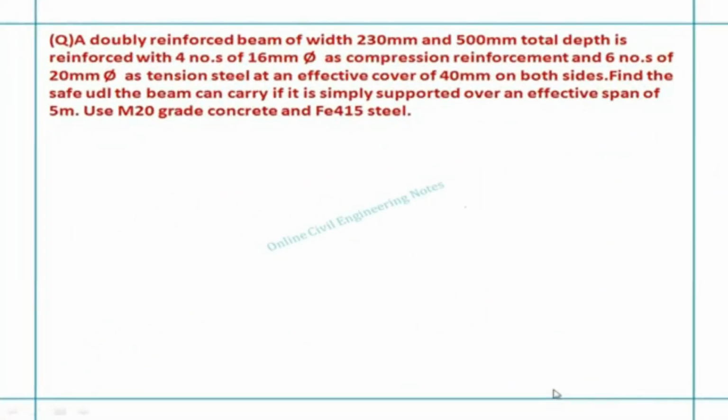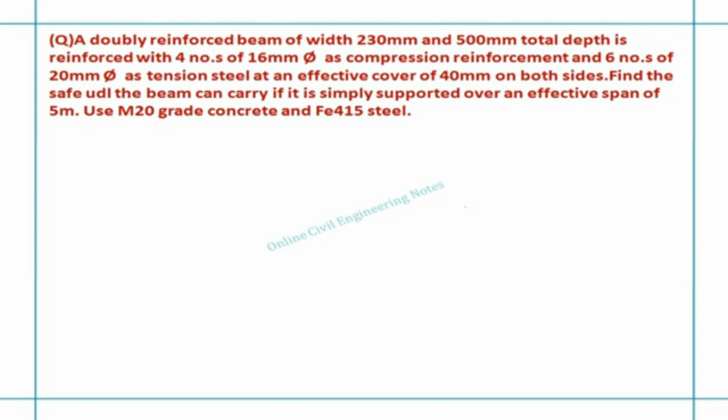A doubly reinforced beam of width 230 mm and 500 mm total depth is reinforced with 4 numbers of 16 mm dia as compression reinforcement and 6 numbers of 20 mm diameter as tension steel at an effective cover of 40 mm on both sides. Find the safe UDL the beam can carry if it is simply supported over an effective span of 5 meter.